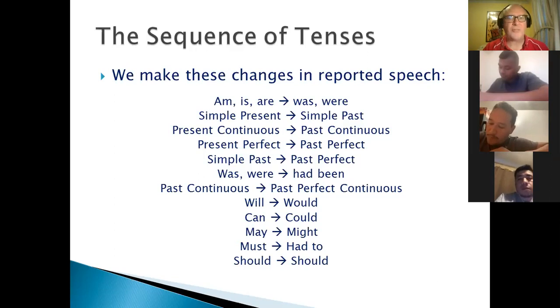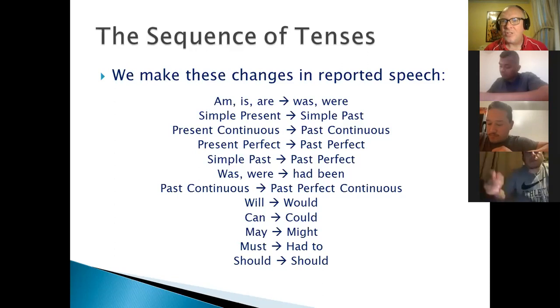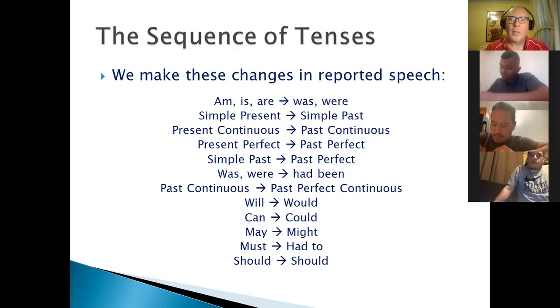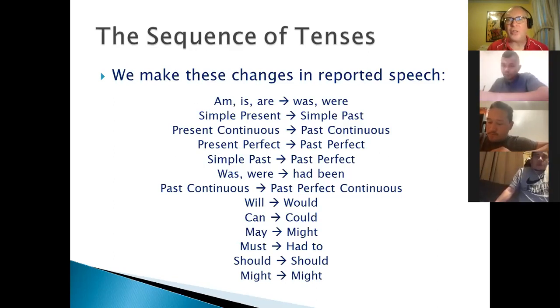Should, look at this one, no change. Should stays the same. So if someone says, I should exercise, he told me that I should exercise. No change. And another one that doesn't change is might. So he says, I might go to the party. Roberto told me that he might go to the party. No change. So should and might stay the same. Everything else is going to change.